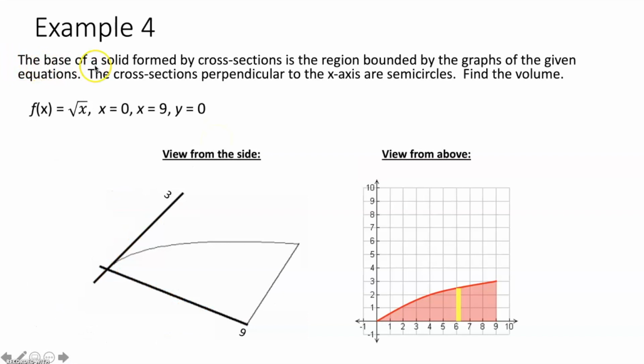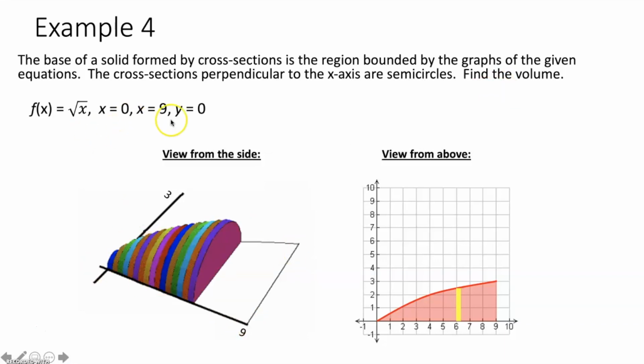Now example 4 says the base of a solid formed by cross-sections is the region bounded by the graphs of the given equations. The cross-sections perpendicular to the x-axis are semicircles. Find the volume. So we again are given a three-dimensional figure, and the base of this three-dimensional figure is bounded by the graphs of these equations.